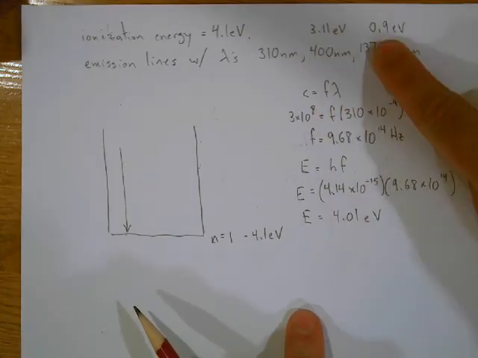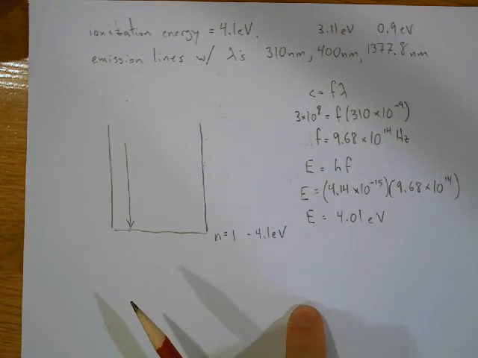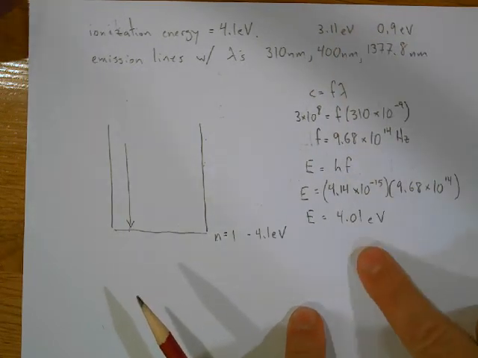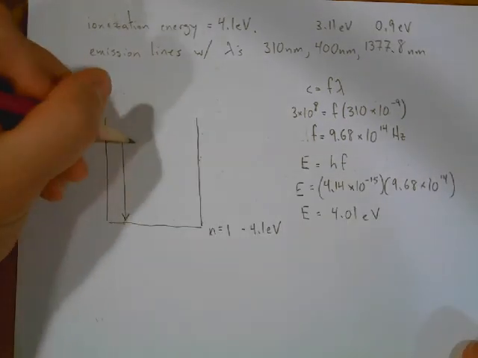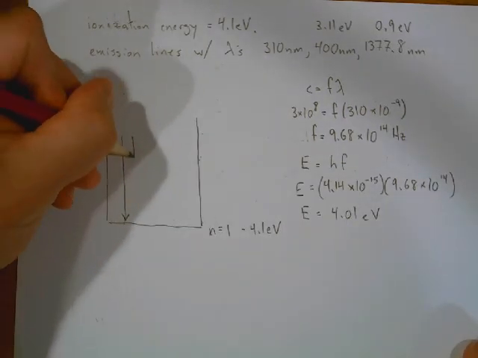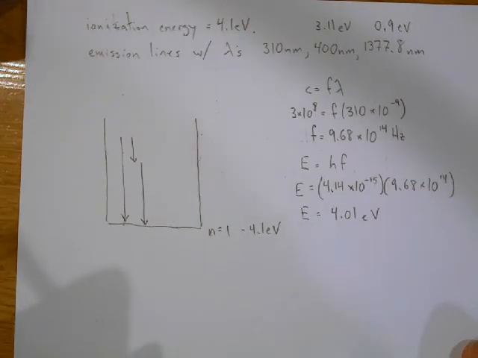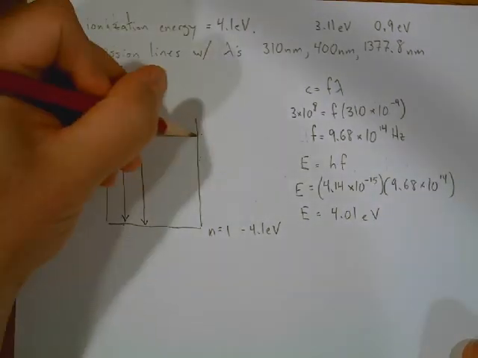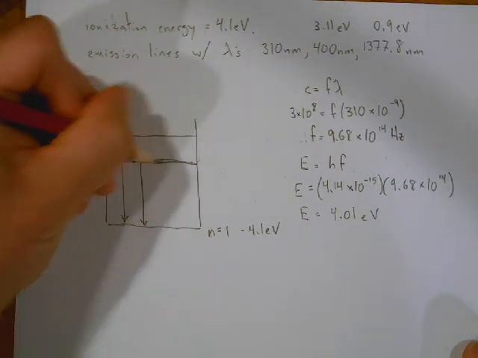Now let's actually look at these numbers. 4.01, 3.11, 0.9. Are those numbers related? Oh, wait a second. Yeah, they are. This plus this equals that. That's an important thing to notice. So if this plus this equals that, then it should kind of look like this. So I should have this, and then I'm going to have this. So these are going to be my different energy levels.